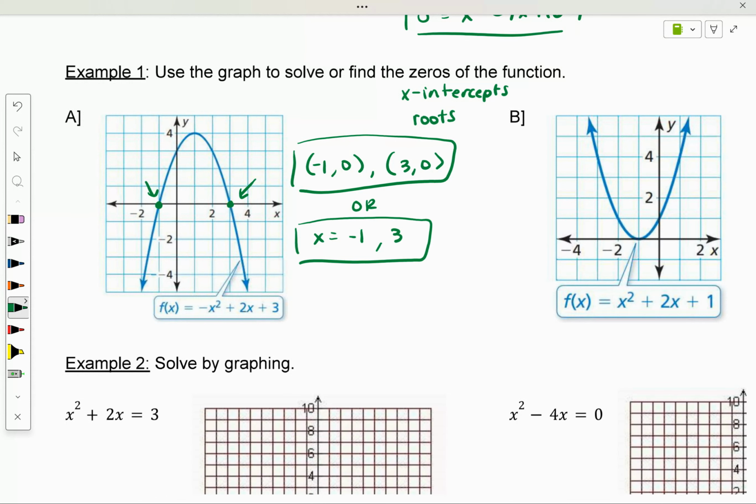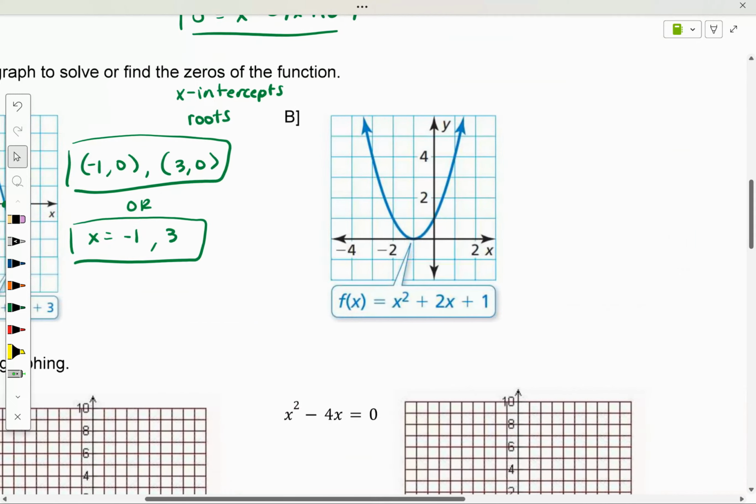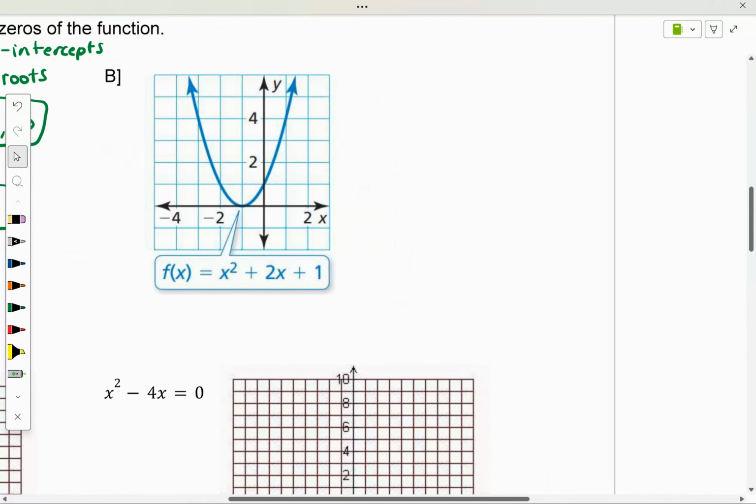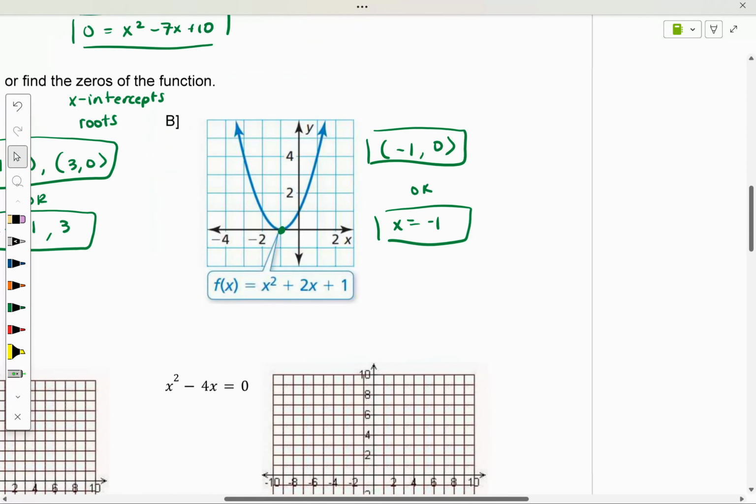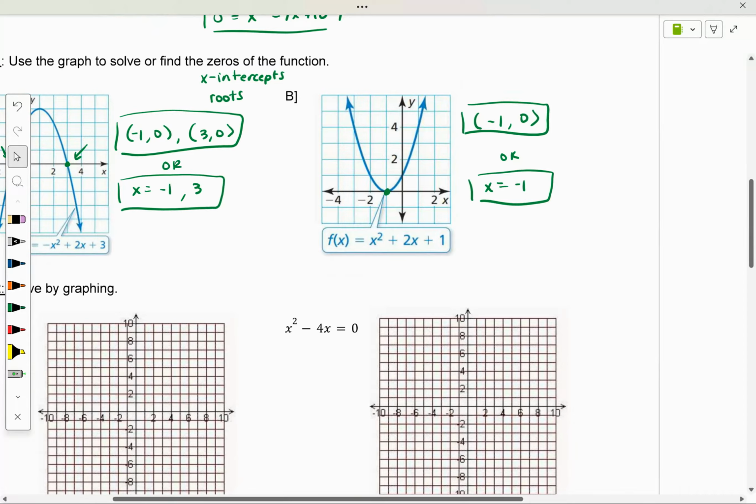All right, so when you're given the graph, it's pretty simple. If you want to try letter B real quick, go ahead and pause the video. All right, so again, you want to identify the zeros or the roots or x-intercepts. Where is it hitting the x-axis here? If you take a look, it's this point right here. What is that point? It's going to be (-1, 0), or if you'd like, you can put x equals negative 1. Both are acceptable. The reason they're giving you that equation is just the equation of the parabola. But there, you just want to find your zeros.